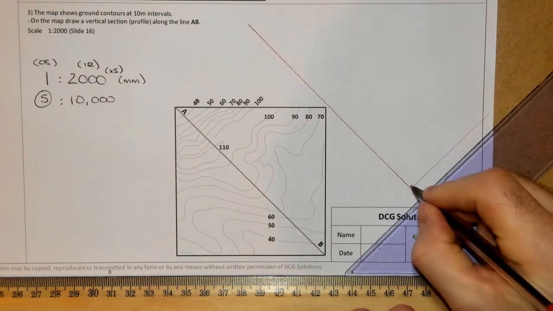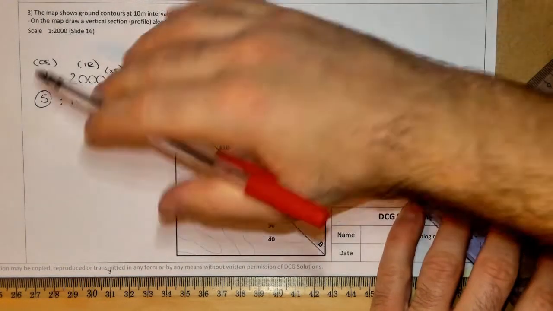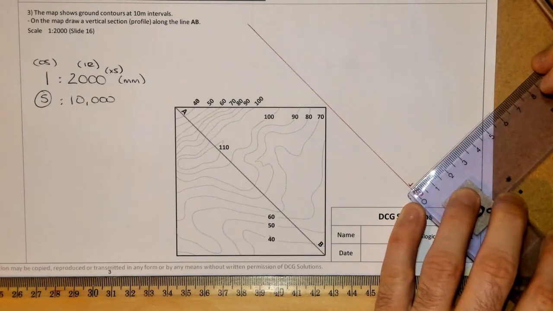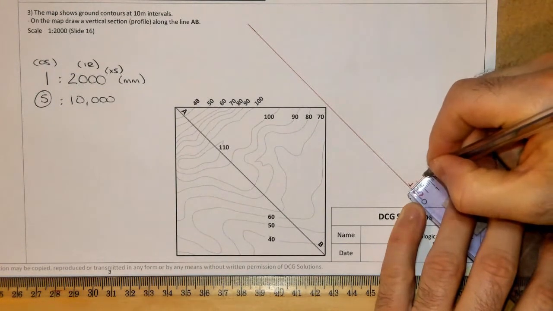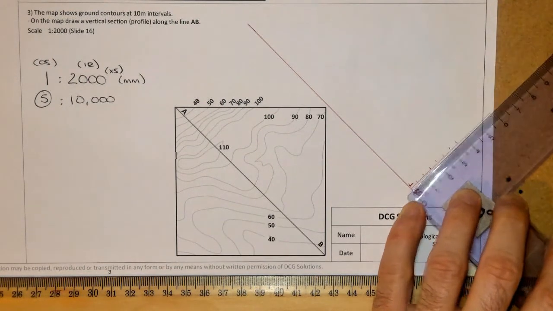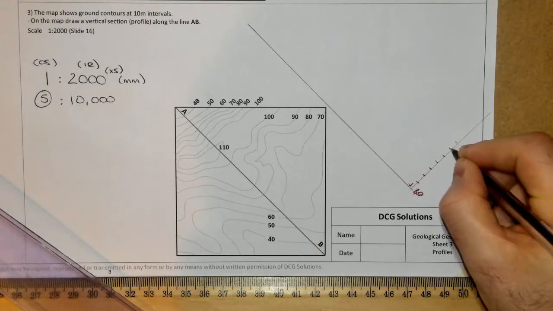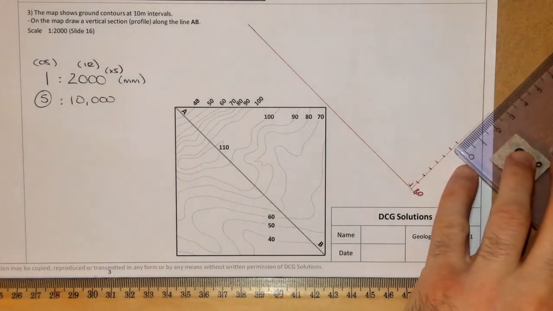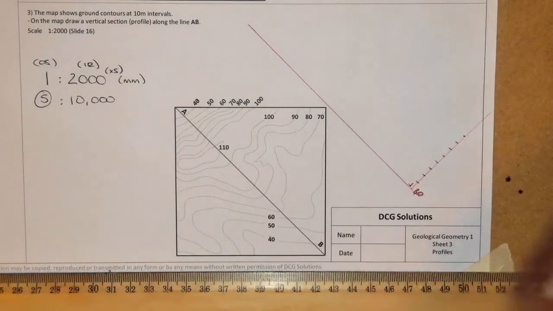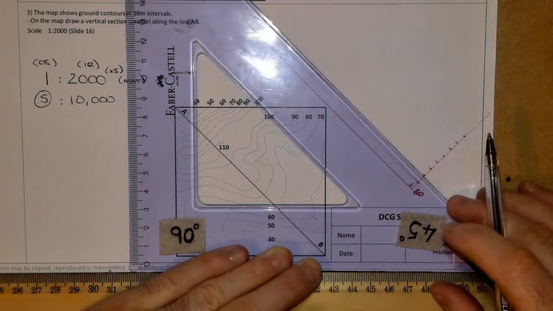Now I'm setting up a line here with a 90 degree angle in there. I'm going to mark up distances of 5 millimeters, because remember 5 is the measurement we're going up by this time, and every 5 millimeters equates to 10 meters in reality. So 5, 10, 15, 20, 25, 30, 35. That might be enough there, I'll just check. So 40, 50, 60, 70, 80, 90, 100. I actually need one more, so another 5 millimeters, 110. Every one of them is going to project up, and it just happens to work out at 45 degrees.